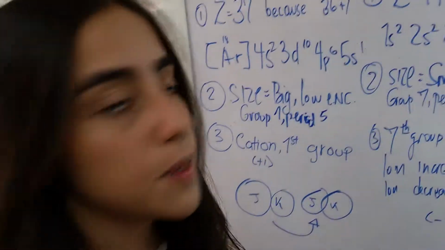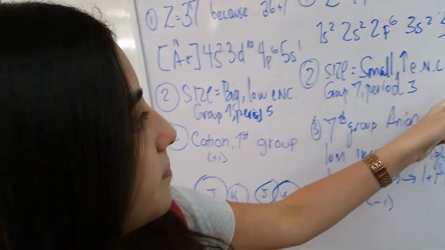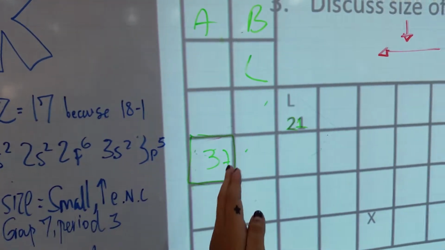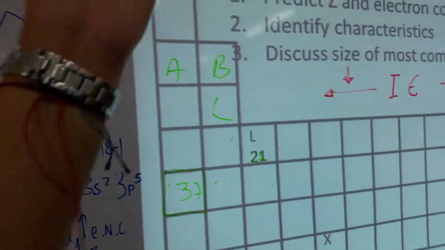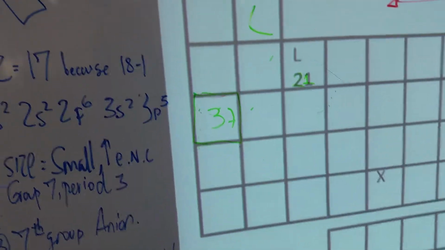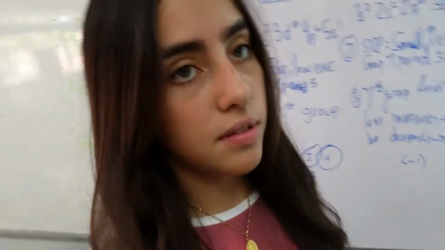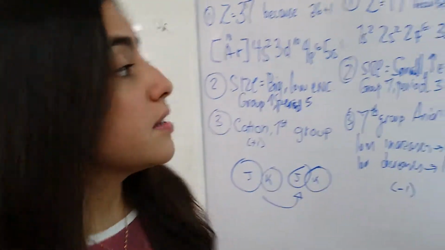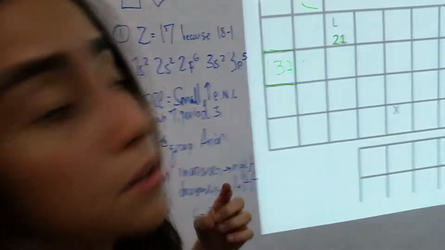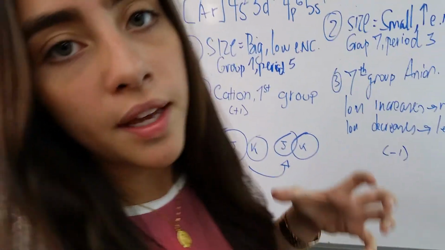It has a very big size because it has low effective nuclear charge. Effective nuclear charge increases as it goes to the right, and decreases as it goes down, and it's in group 1 and period 5. Remember that effective nuclear charge depends on the protons that it has and how much the protons are pulling the shells together. Since this is a new shell, because it's in group 1 and it only has 1 electron, the effective nuclear charge is not strong enough and it will be a very big element.